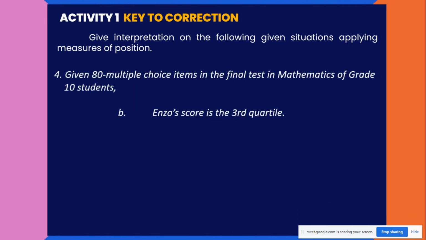Number 4, B. Sige daw, Enzo's score is the third quartile. Walang nakalagay kung ano yung score ni Enzo. Pero, sabi dito, yung score daw ni Enzo is the third quartile. Ilang percent ang meaning ng third quartile?